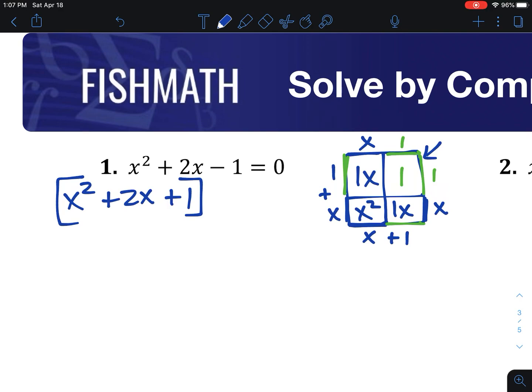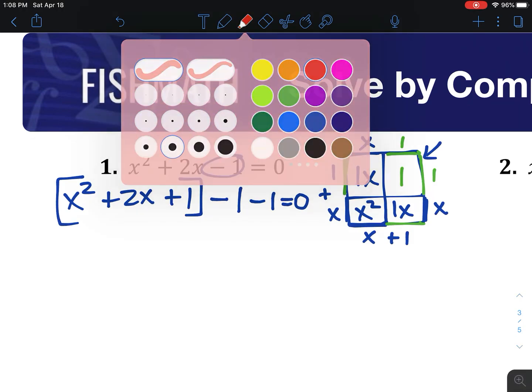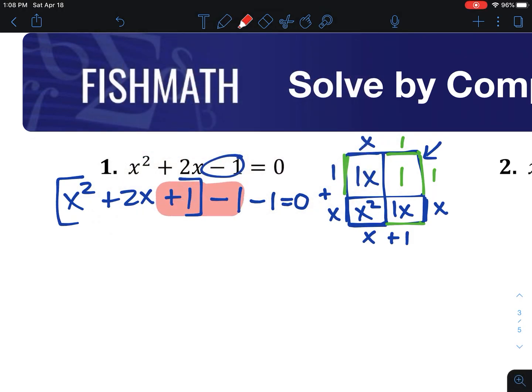But what I've done is I've added in a 1. There wasn't a 1 originally in this quadratic equation. There's a -1, but there wasn't a +1. So what I have to do is also subtract 1, because I can't just add in 1. But then I'm also going to bring down this other -1 and the equal 0. So all I've really done to this problem so far is add in a 1, subtract out a 1, and add in some square brackets. Everything else has stayed the same. Make sure you understand that so far.